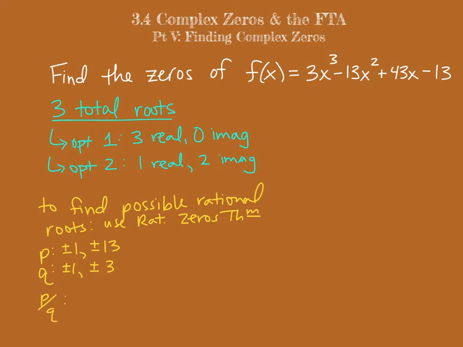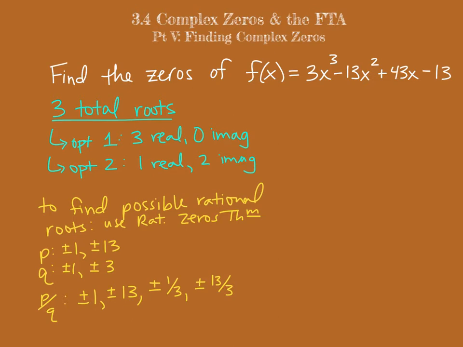Then our possible rational roots, because we do definitely have at least one real root, and if it's rational, the possibilities would be any of these p's divided by either of the q's. So let's list those. We have 1 over 1, which is 1, and we have 13 over 1, which is plus or minus 13. Then we'll put both of them over 3, plus or minus 1/3, and plus or minus 13/3, which is 4 1/3.